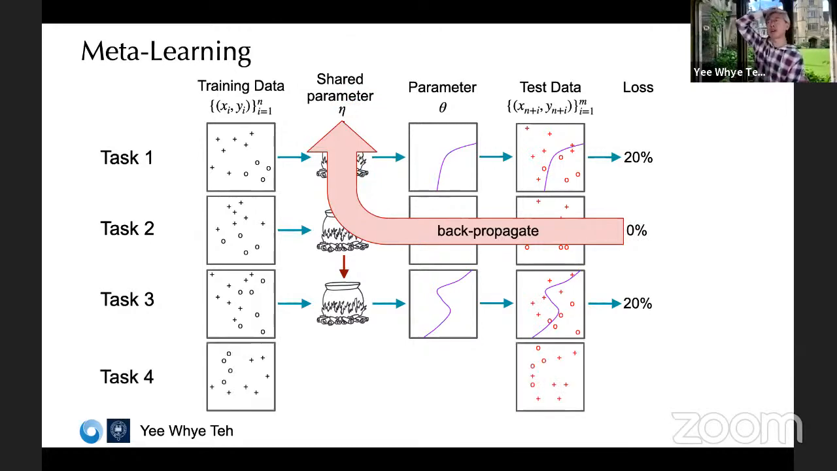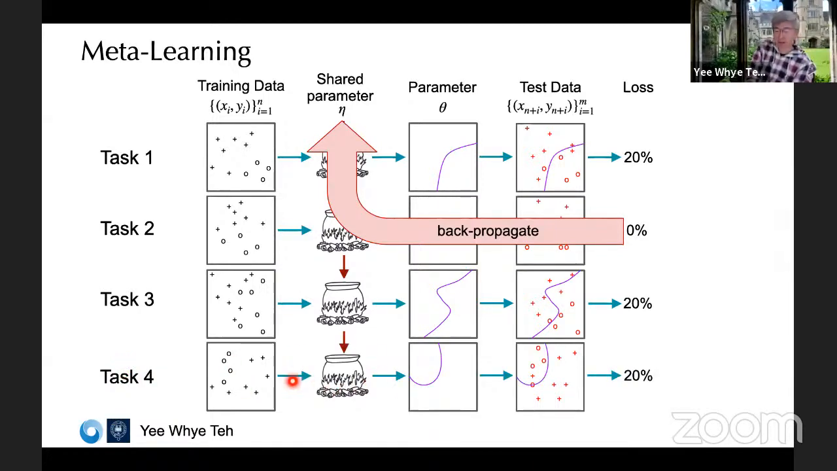Once we have trained our system, we can evaluate how well it does on new tasks. Here's a new task, task 4. Given a training set, we apply the same base learner to this training set to get a predictor, and then we evaluate it on the test data, and that produces some performance. You can think of this as how well the meta learning system generalizes to this new task, in the sense that it can produce good generalization on the test data given the training data.